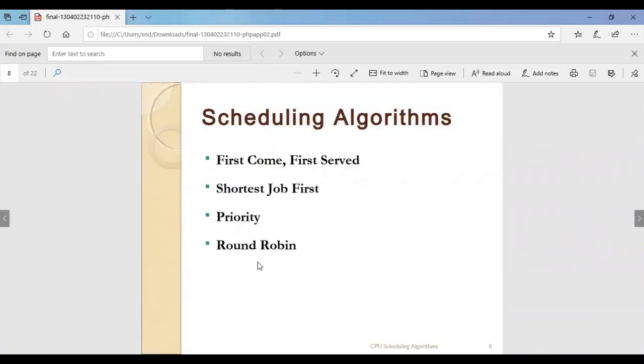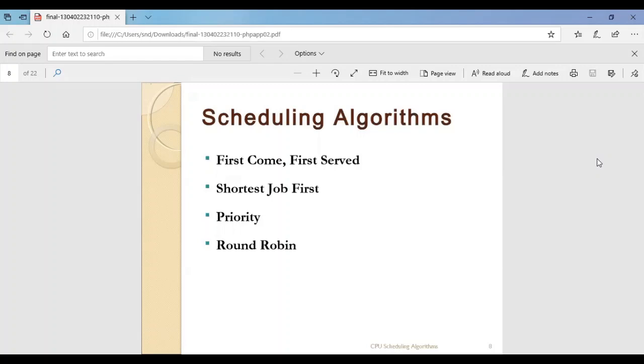Okay. Now these are the scheduling algorithms. First one is first come, first serve. Second one is shortest job first. Third one is priority, and the last one is round robin. Now what is first come, first serve? Whichever process comes into the queue first, that process will get the processor for execution. That is called first come, first serve.